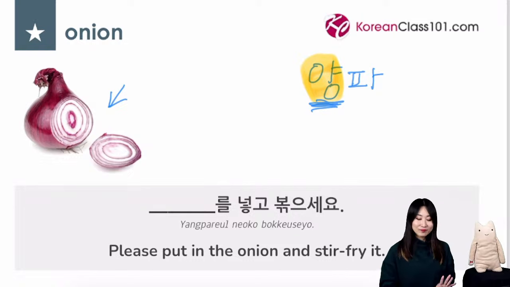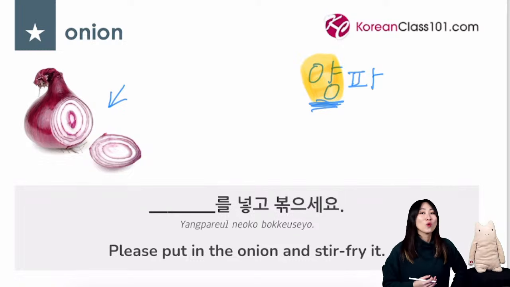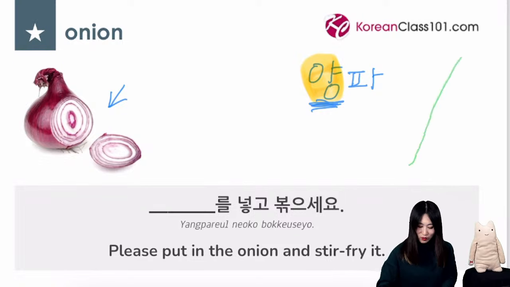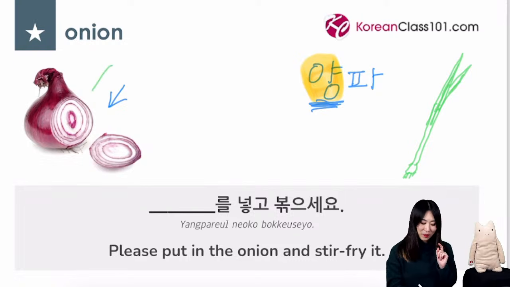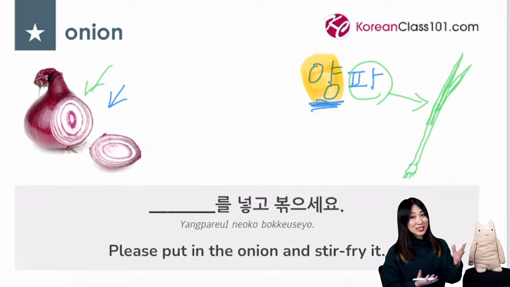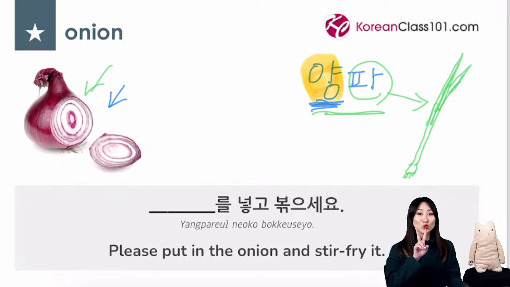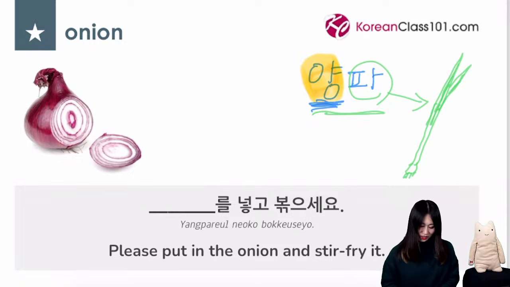So please remember that. Then what is 파, by the way? If 양 means Western or foreign, what is 파? Let me draw it for you. Green onion. Is my drawing okay? Yes, it's green onion. And that's 파, or 대파. 대 means big. It's long, so 대파, or just in general 파. So 양파 is an onion from foreign countries, and this is 파. By looking at just one word, you now know two different vegetables: green onion and onion.